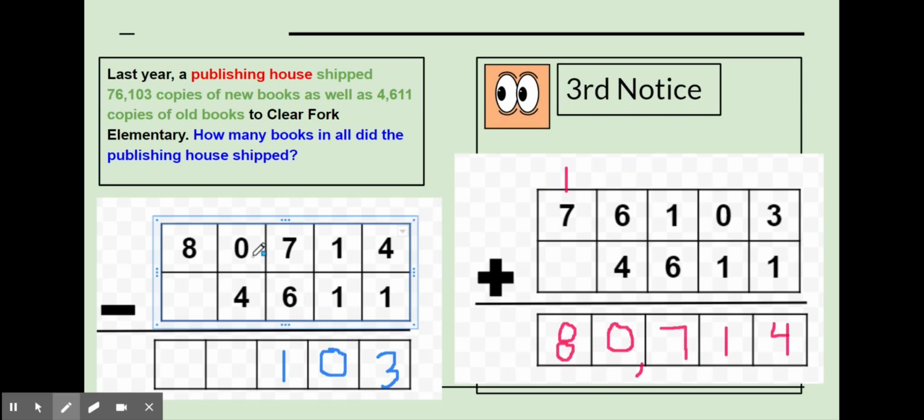4 take away 0, we can't do that. So we need to go over to the next place value, and we're going to borrow. It becomes a 7, and that becomes a 10. So 10 take away 4 is 6. And then bring down your 7. So 76,103, check. It matches 76,103. So our answer is correct.